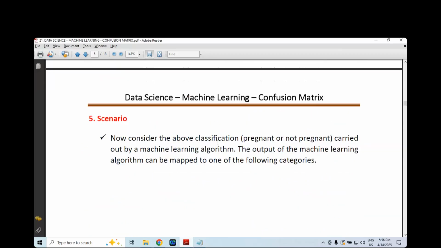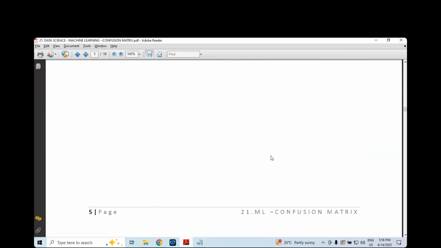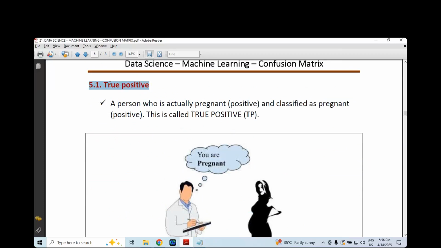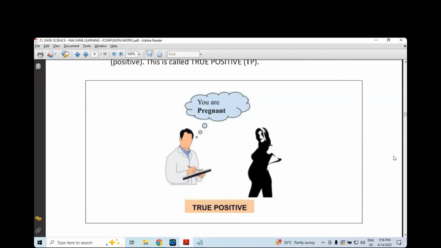Okay. If you want, let me give one small example. Now consider the above classification. One scenario I will show you. There are a few images that I collected from a web browser. Make a note on this one. True positive. What do you mean by true positive? Think like there is a doctor looking at the reports and confirming, yes, madam, you are pregnant. True positive. I mean to say, yes and yes.